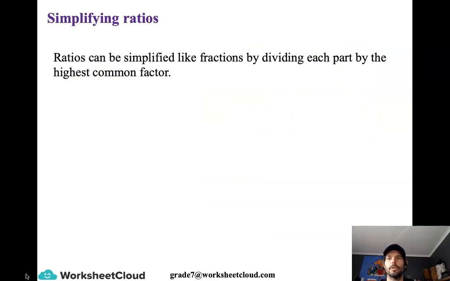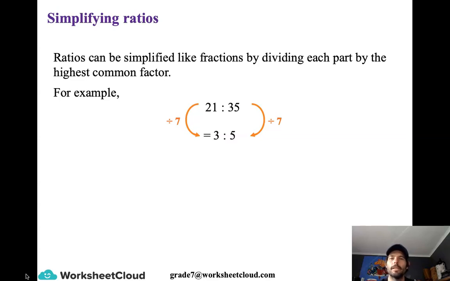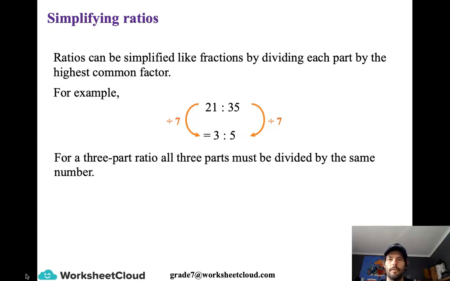Okay, so I've touched on simplifying ratios already and how similar it is to simplifying fractions, and that we need to find the highest common factor. So if I've got 21:35, I need to recognize that 21 and 35 are in the 7 times table, and that the highest common factor of 21 and 35 is indeed 7. And we simplify it by saying 21 divided by 7 is 3, and 35 divided by 7 is 5. So our simplified ratio is 3:5.